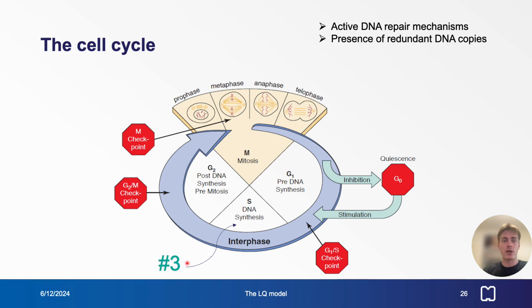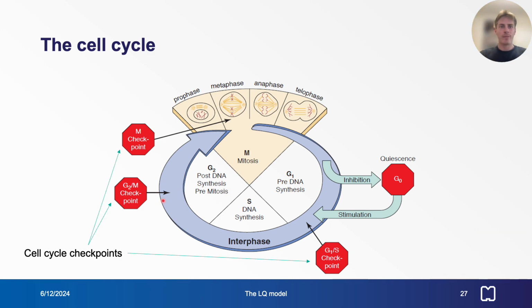Finally, cells are least sensitive during the late DNA synthesis, or S phase. This phase is the least sensitive as DNA is being actively replicated and repair mechanisms like homologous recombination are more active, offering protection against radiation damage. Further, the presence of redundant copies of DNA during replication provides a buffer against radiation-induced double-strand breaks.